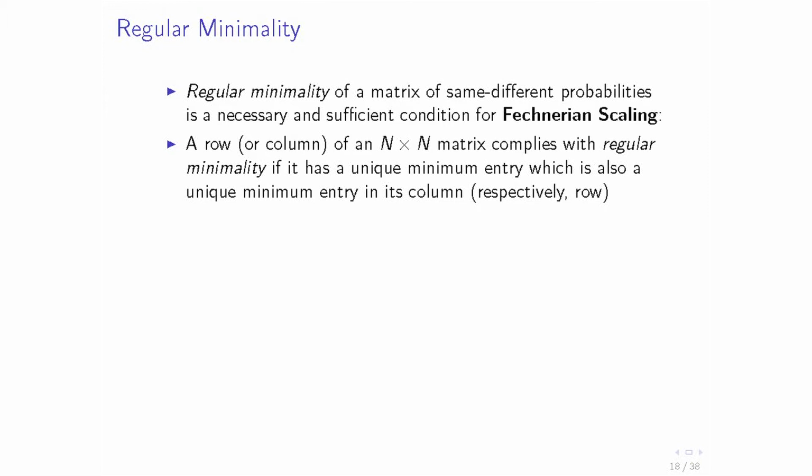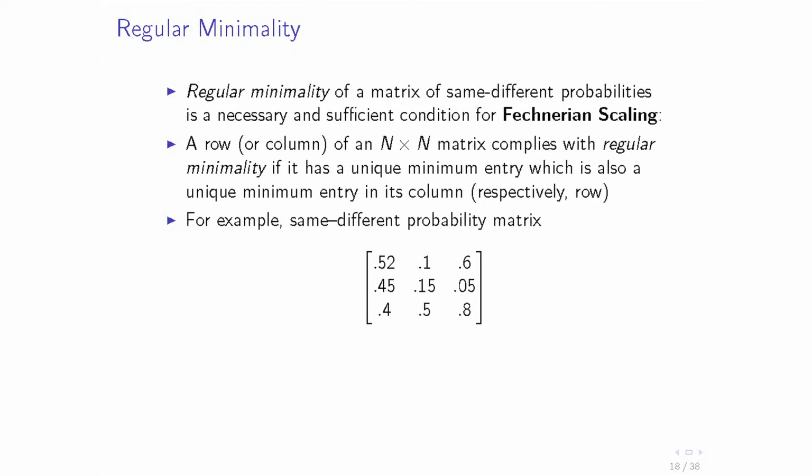entry in the column. So just to give you a simple example, if we take the first row here, the minimum in this row is 0.1, but it is also the minimum in this column. Here we have 0.05 as the minimum in the row. It's also the minimum in the column. And here we have 0.4, and it's also the minimum in the column.